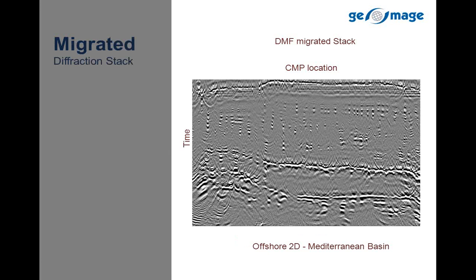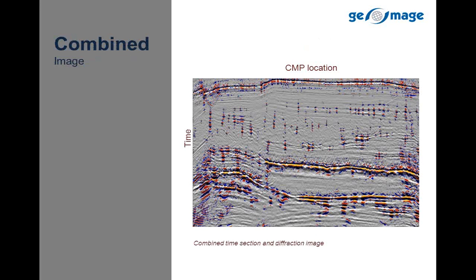And after migration, of course, they are migrated to the correct positions, and we can interpret much more accurate information about the faults and fracture zones. This is a combined image where the background is the conventional migrated section, and the color shows the diffractivity, the amount of diffraction energy.